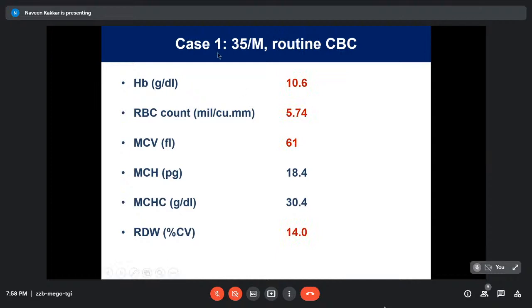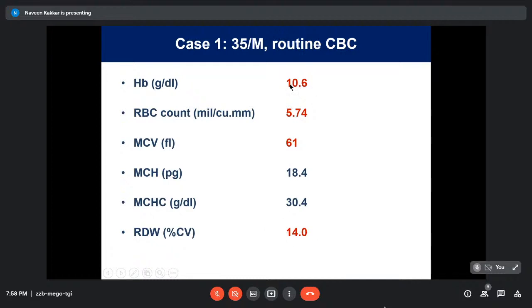So you find for a 35-year-old male, he is anemic. Not too bad, but yes, anemic. RBC count is really high. For a hemoglobin of 10.6, I would have expected maybe 3 point something. It's 5.74, almost touching 6 million. Gross microcytosis, MCV is 61. RDW is normal. So with these parameters, my diagnosis is probably a beta thalassemia.